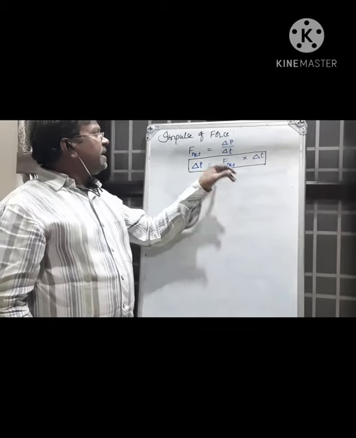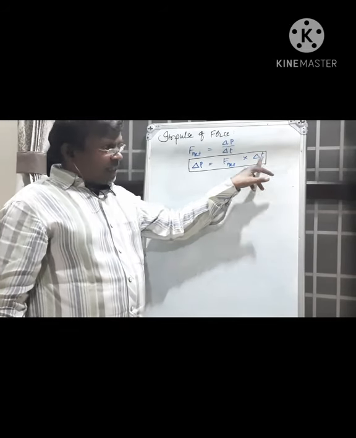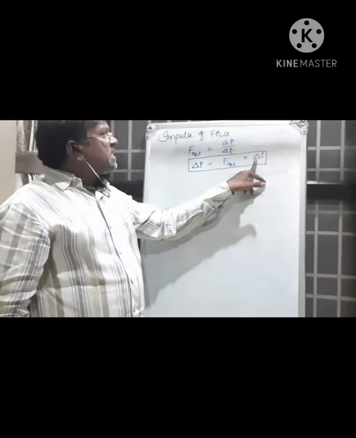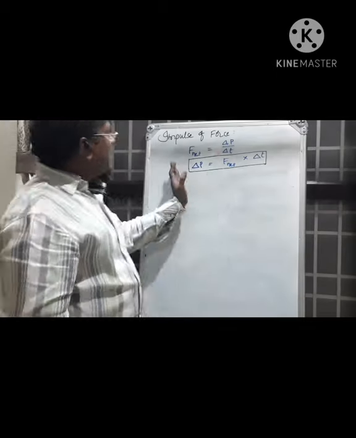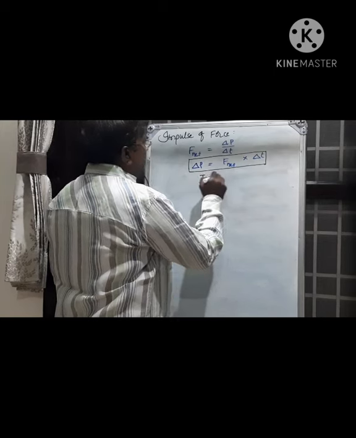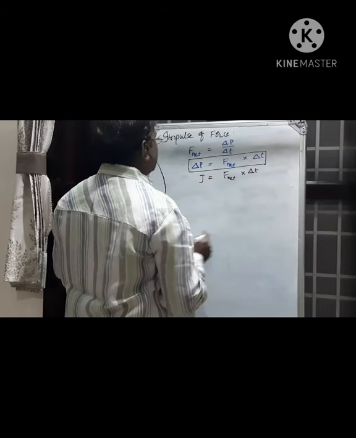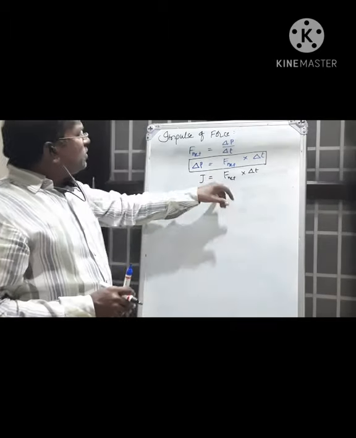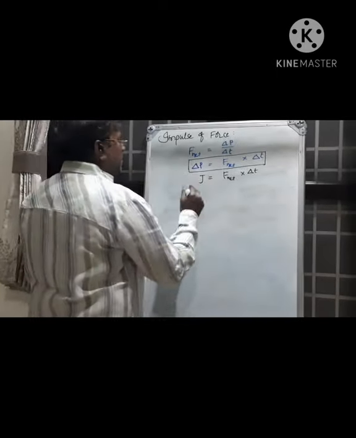In other words, impulse can be defined as the product of the net force acting on a body and the interaction time, the duration of the interaction. Okay, this is the formula for the impulse. In some books, it is denoted by J. J is the impulse. J is equal to F net into delta T, where delta P or J is the change in the momentum. That is why according to this formula also, we can define the impulse as a change in the momentum. What does it mean?